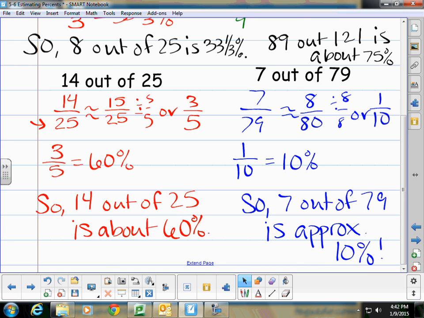Hopefully you didn't find this too challenging. Hopefully it was kind of fun, just using those without your calculator. Why not? You've got a brain that works pretty well.